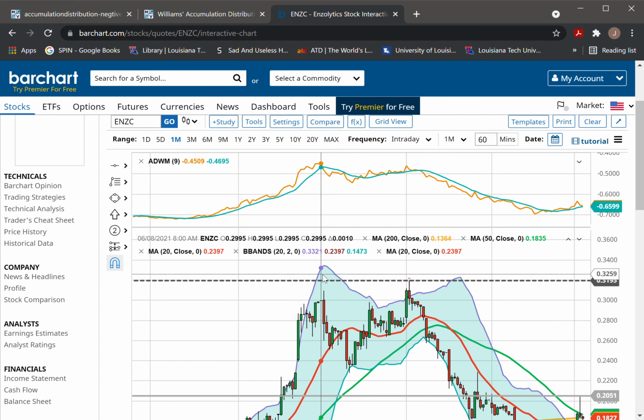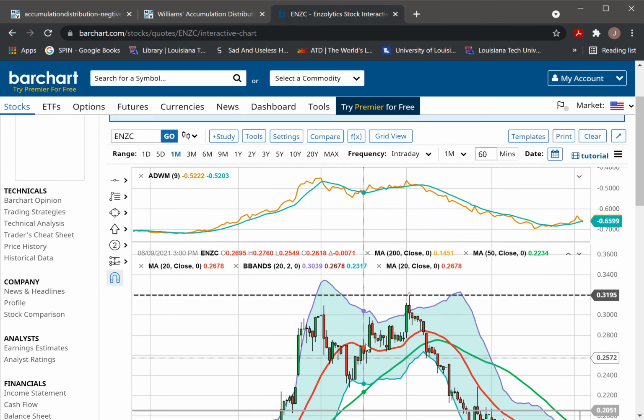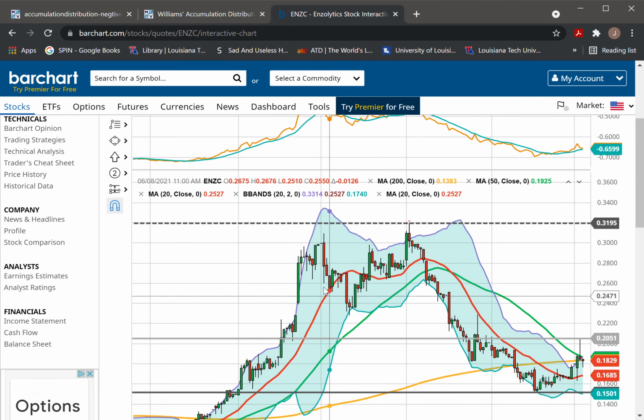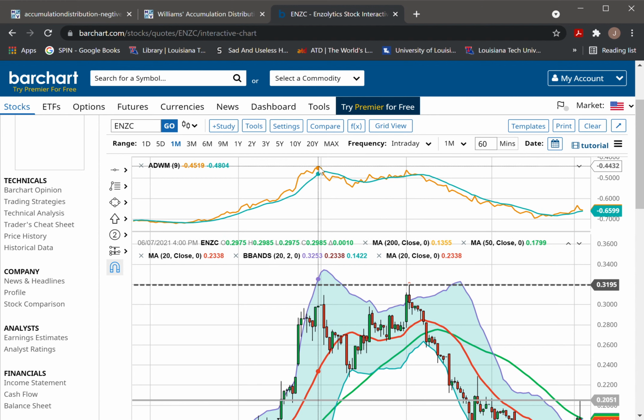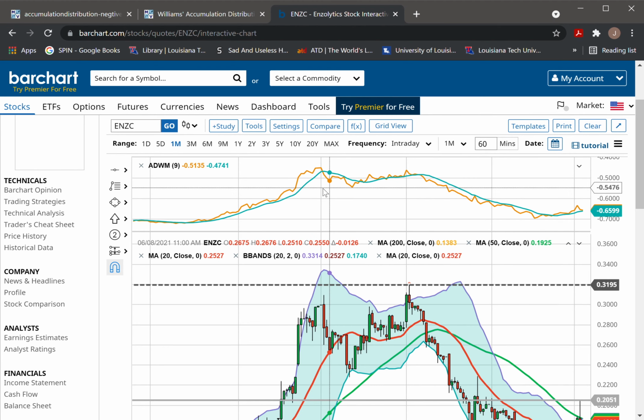But I will just quickly say that the way it was originally designed was to spot divergence and use that as a buy or sell signal. So for instance, here we are on Inzalytics, the 1 month. You see we made a high, and then we went down and we made a higher high, right? But if you look over here, we made a high, we went down, and we made a lower high. This is that bearish divergence. This is how a lot of people use it and how it was designed.